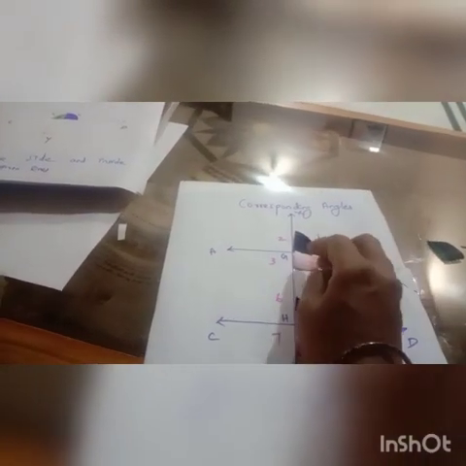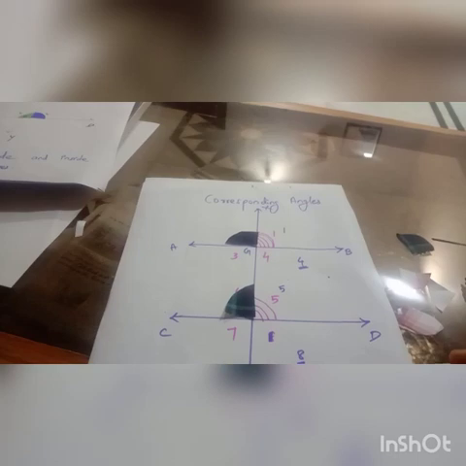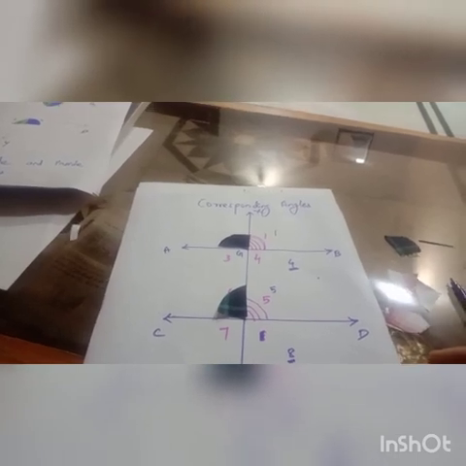Okay, start saying. Which angle will come? Angle 2, above the left side, and angle 6, above the left side. Same side and same position. Okay, these two angles are corresponding angles. The same way, we can say angle 3 and angle 7 are corresponding angles.